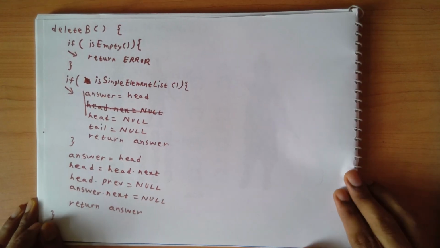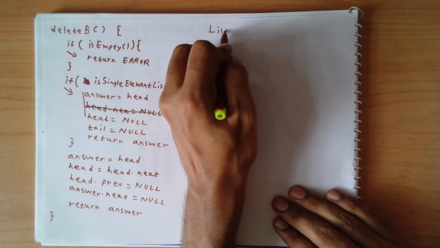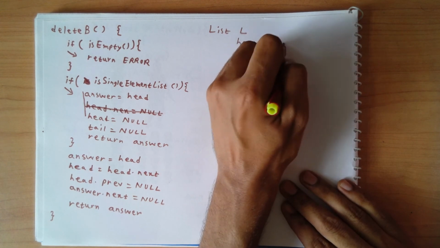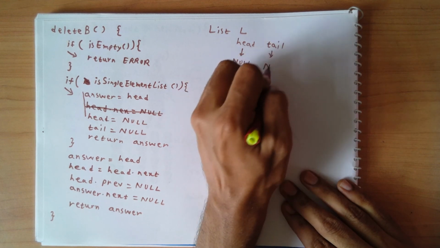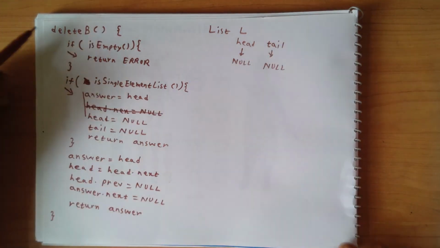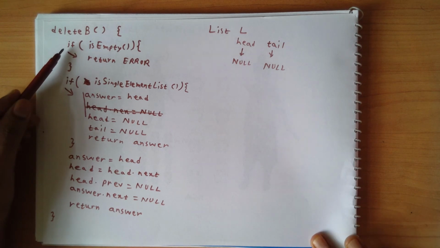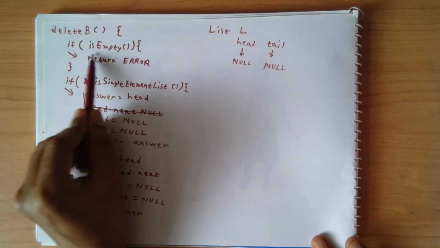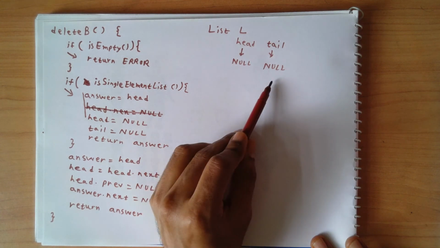So let's try to see what happens in various scenarios. Let's first start with a list L. It has its head pointer as well as the tail pointer, and both of them currently point to null. Let's say this is an empty list. In that case, when we call our delete function, isListEmpty is going to be true because both of them are null. I assume that you will go and write this function. In this function you will check if your head is null and tail is null. If head is null, tail has to be null as well.